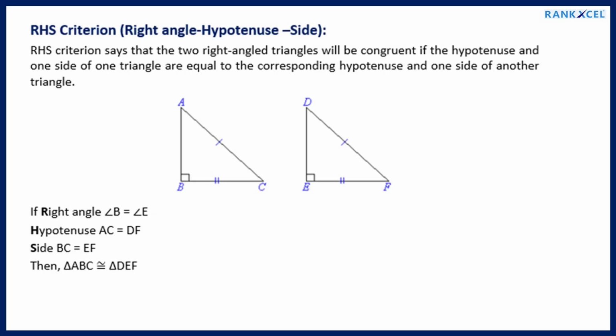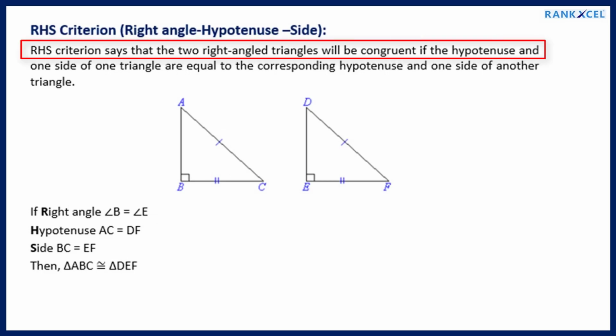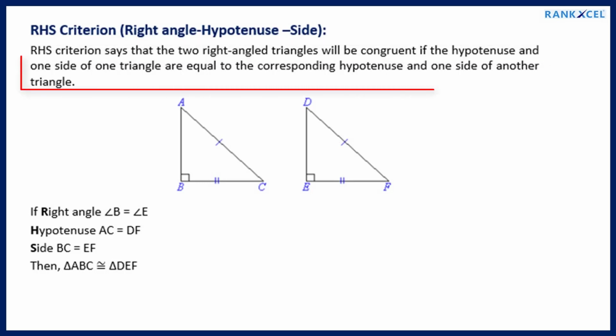RHS criterion, right angle hypotenuse side. The RHS criterion says that two right-angled triangles will be congruent if the hypotenuse and one side of one triangle are equal to the corresponding hypotenuse and side of another triangle. If right angle B equals angle E, hypotenuse AC equals DF, side BC equals EF, then triangle ABC is congruent to triangle DEF.